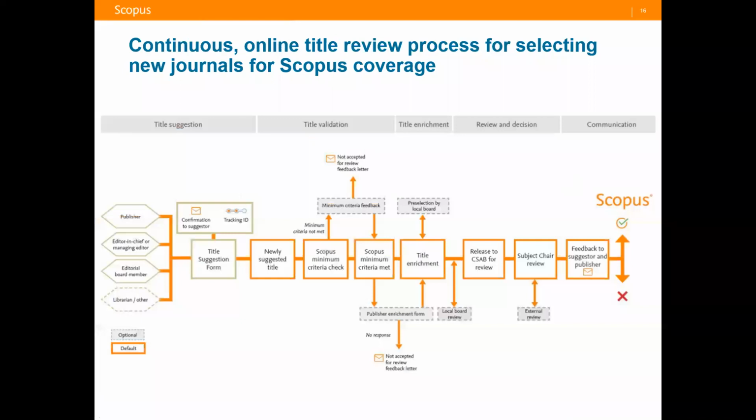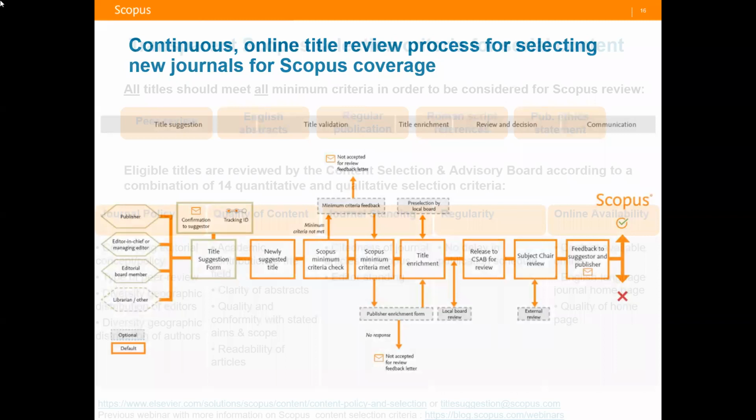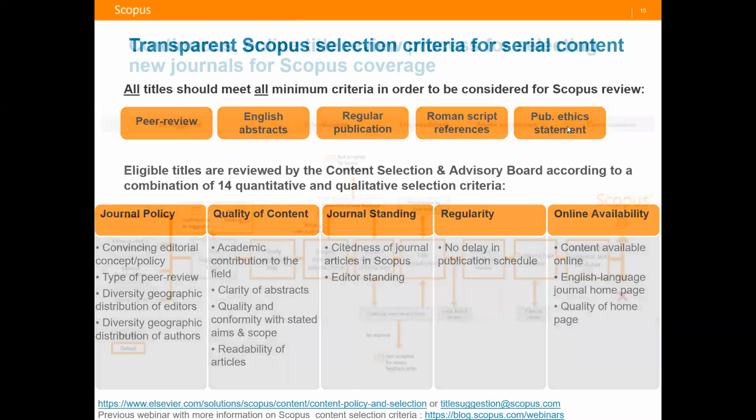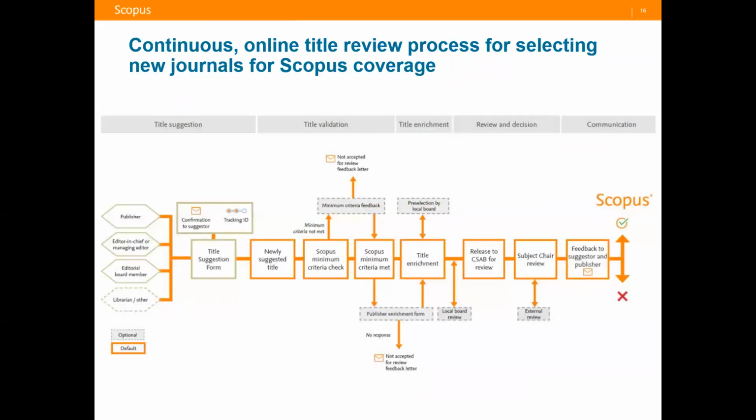So I thought this would be a very good idea for you to understand what the entire workflow for Scopus is like. First and foremost, we have what we call the title suggestion phase. This is the part where I showed you the five key criteria: peer review, English abstract, publications, references, and public ethics statement. When you submit an article, this actually happens from the journal editor and publisher point of view. If you want to be selected and indexed within Scopus, you need to submit this to us for consideration first.